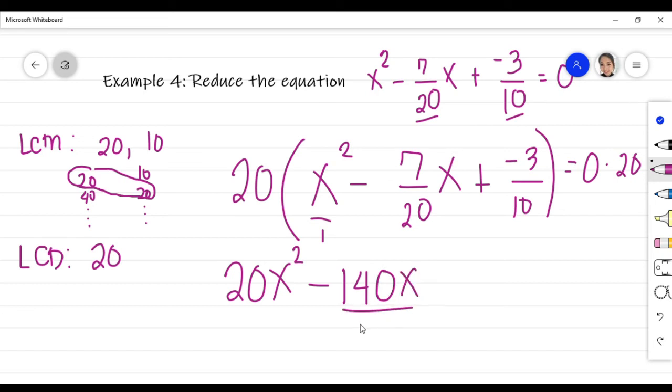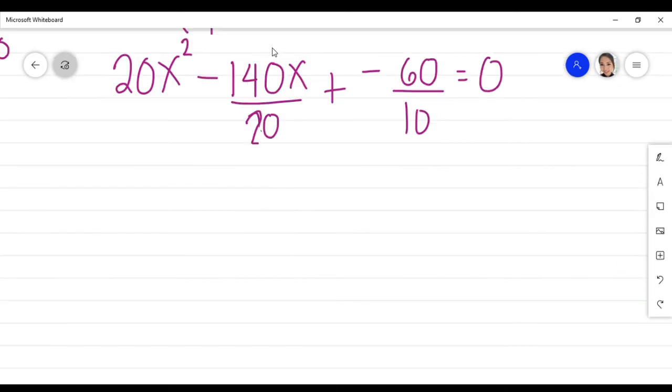Copy over 20. Copy this one. 20 times negative 3, so this plus negative 60. Copy over 10 equals 0. So notice that we can divide negative 140x by 20 as well as negative 60 and 10.